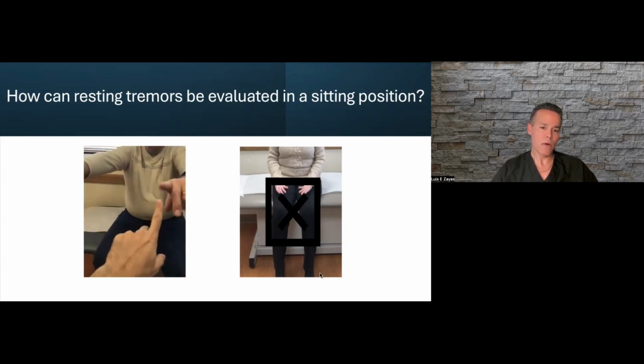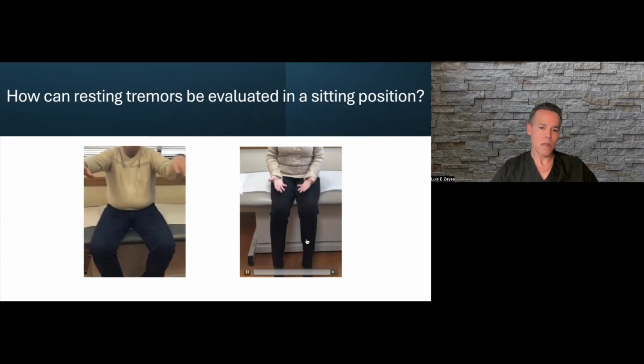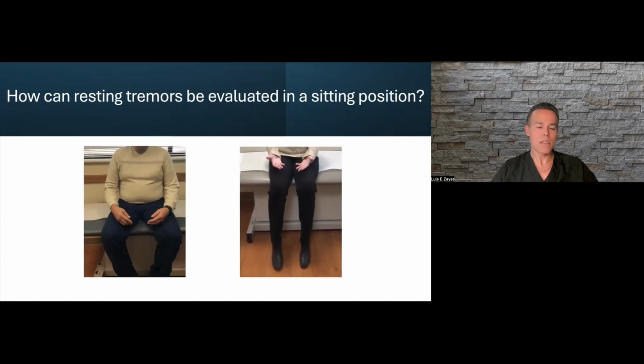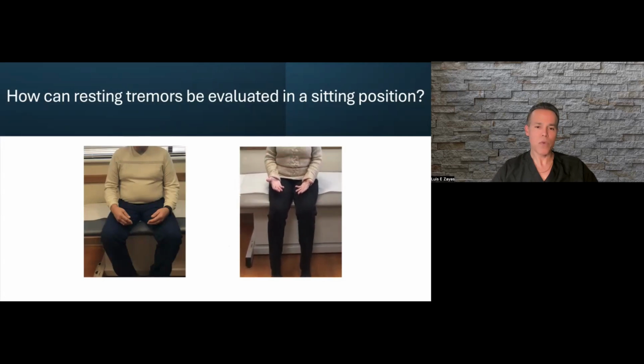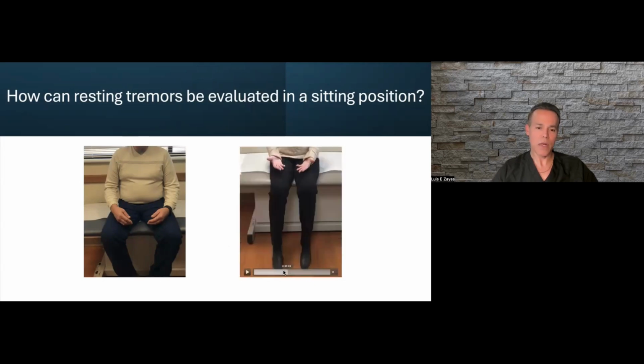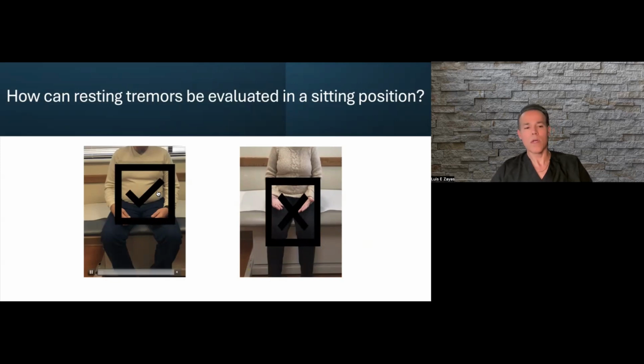Okay, now look at this position. She's contracting. This is not the correct position to evaluate a patient with resting tremor. Why? Because she's contracting. So this is not the correct one. Okay, this is the correct one. This is how you are going to check for resting tremor in a sitting position.